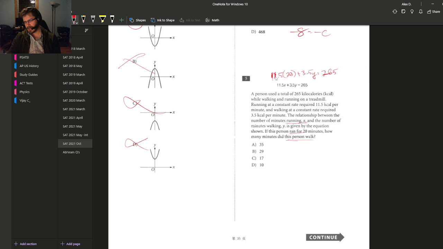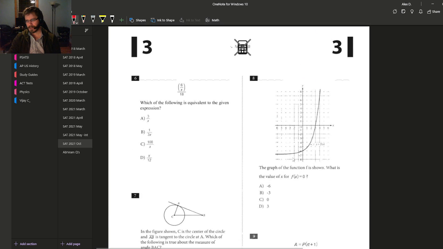So 20 times 11.5 is 230, because 2 times 11.5 is 23, with the 0 on the end. Plus 3.5y equals 265. If you can't multiply like that in your head, a nice shortcut, 11 times 2 is 22, 0.5 times 2 is 1, add it together, you get 23. Practice that. Make sure you can do that. If you can't do that, keep practicing. So 3.5y, subtract that over, you get 35. Clearly y is 10. Because 3.5 times 10 is 35. Just move the decimal over.